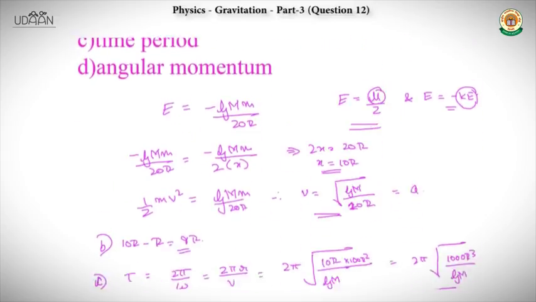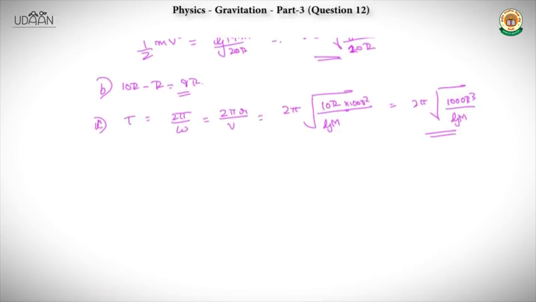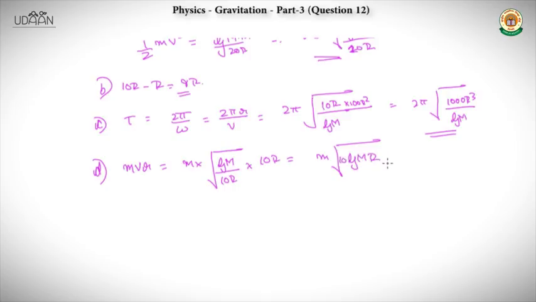Now the fourth option is angular momentum. So I'll write it down. Angular momentum is equal to m v r. तो मास हमें पता है m. Velocity is equivalent to under root GM upon 10r. And radius is equal to 10r. This would come out to be m into under root GM into 10 r. This would be our final answer. Okay guys, we'll move on to the question number 13 now.